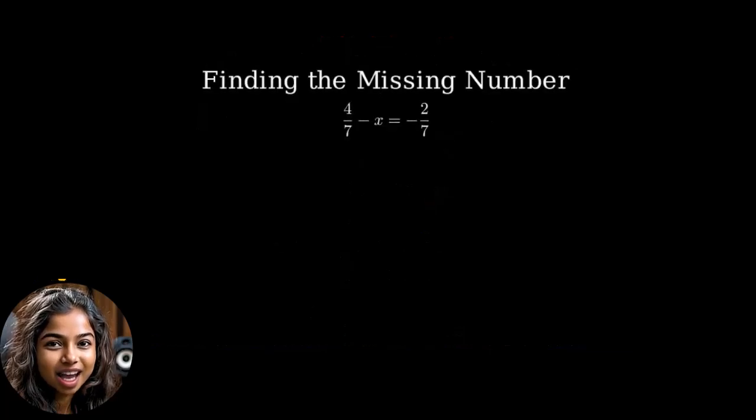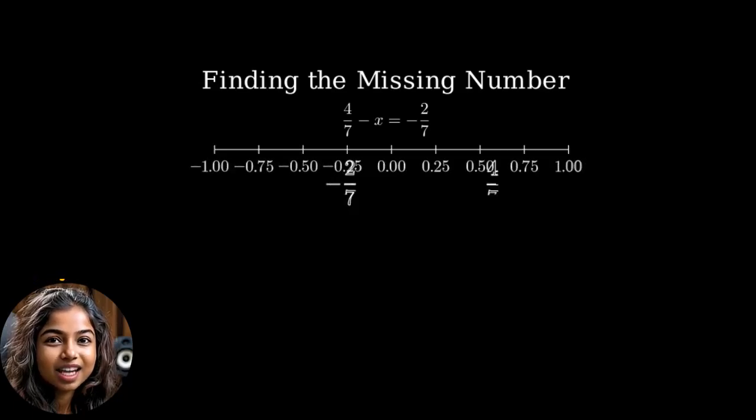Let's solve this problem step by step. We need to find what number, when subtracted from 4/7, gives us -2/7. Let's visualize this on a number line. Here's our number line with some fractions marked. We start at 4/7 and we want to end up at -2/7. The distance between these points represents the value of x that we're looking for.